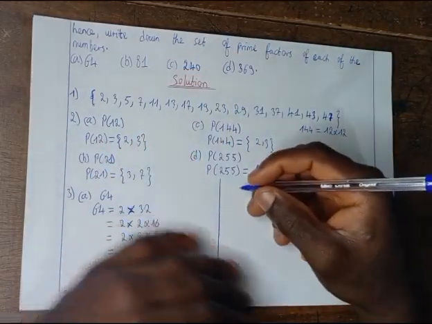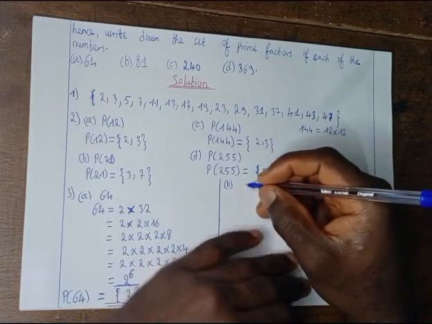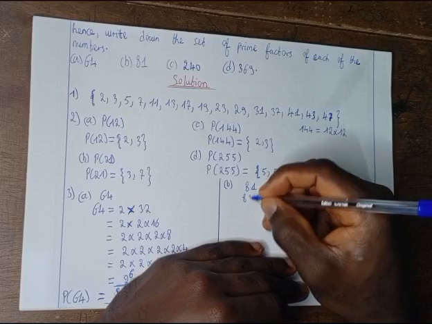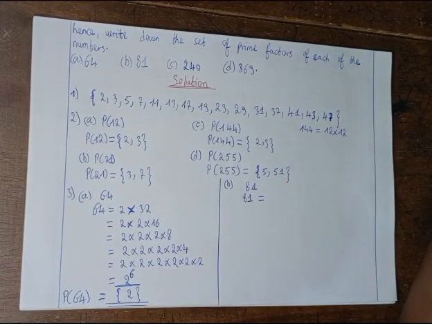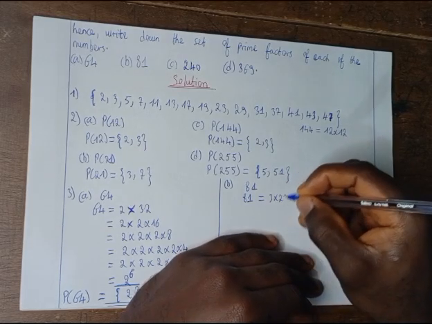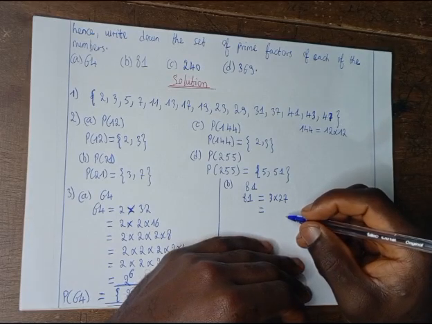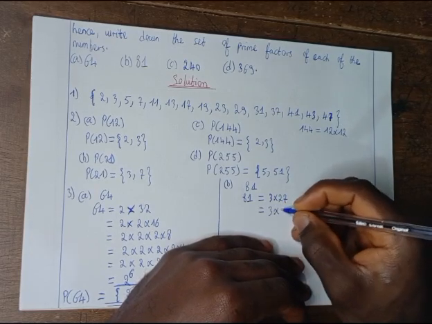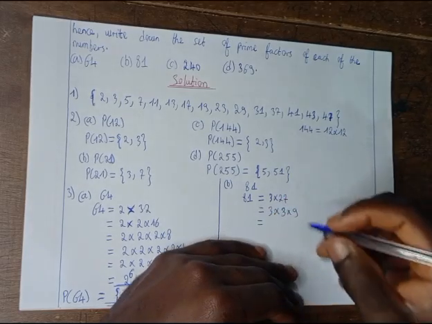B, we have the number 81. If we divide 81 by 2, there's a remainder. Now we need to divide 81 by the next prime number, which is 3. 81 divided by 3 gives us 27. This will give us 3 times 27. 27 divided by 2, there will be a remainder. If you divide 27 by 3, it gives us 9. This will give us 3 times 9. If we divide 9 by 3, it gives us 3.